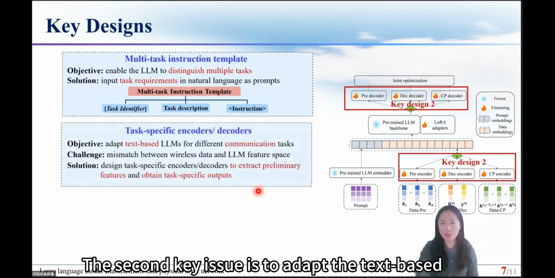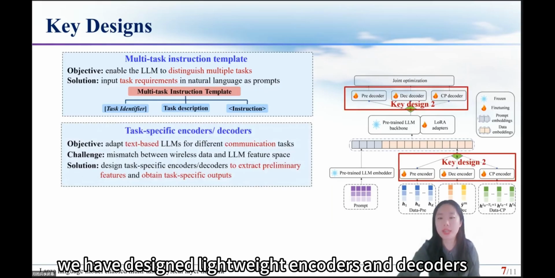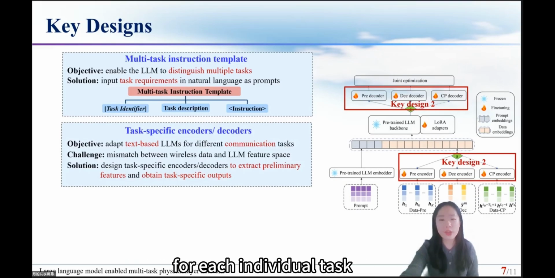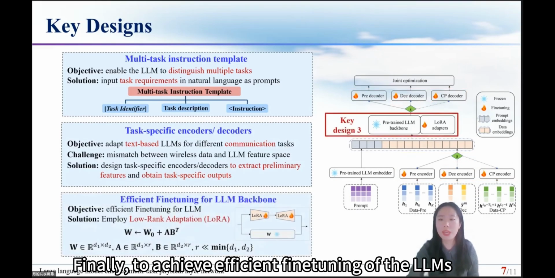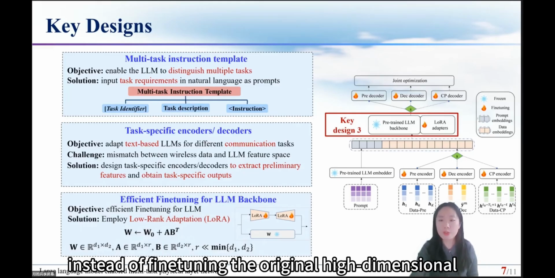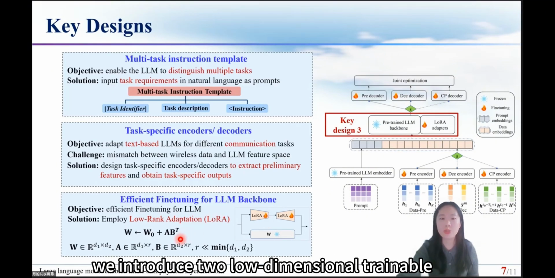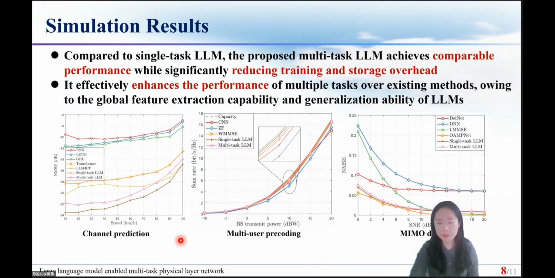The second key issue is to adapt the text-based LLM to different communication tasks. For this goal, we have designed lightweight encoders and decoders for each individual task. Finally, to achieve efficient fine-tuning of the LLMs, we adopt the low-rank adaptation, that is, LoRA technique. Specifically, instead of fine-tuning the original high-dimensional pre-trained weight matrix W, we introduce two low-dimensional trainable matrices A and B.